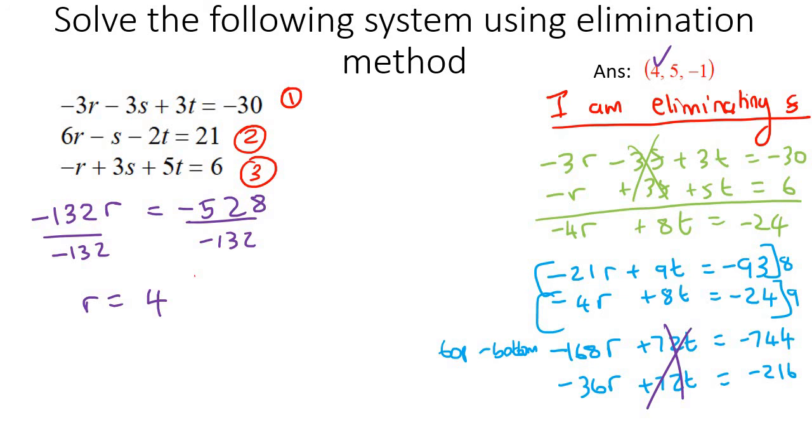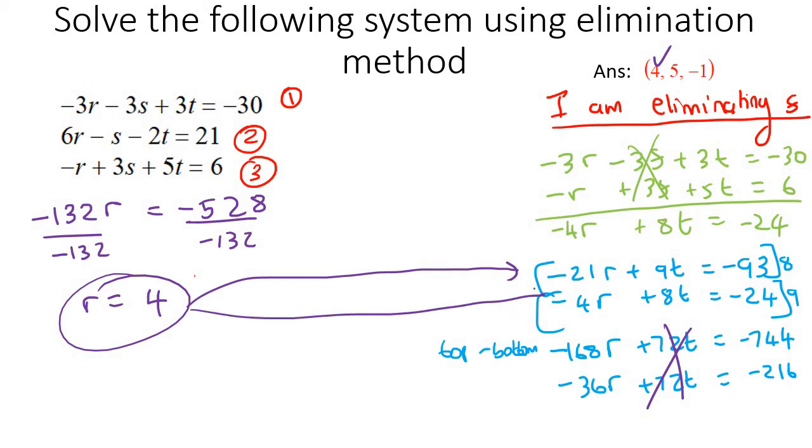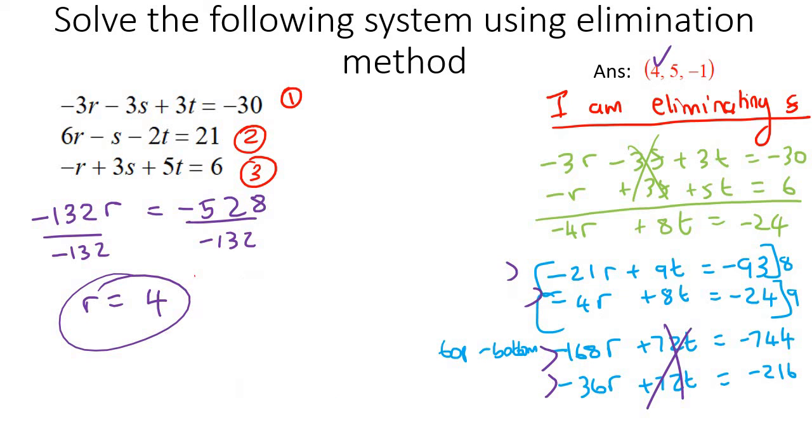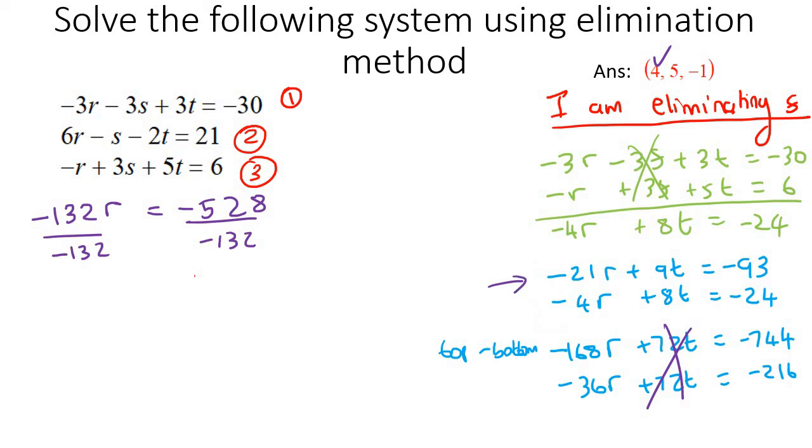Okay, now that you have r, you can plug that r back into this equation, or this equation, or this equation. It doesn't matter. You plug it into one of those to be able to find t. So I'm going to plug it into this top one over here. So that's going to be negative 21. Wait, where did I write my answer? R is 4. So I'm going to take that R is 4, and I'm going to plug it there.